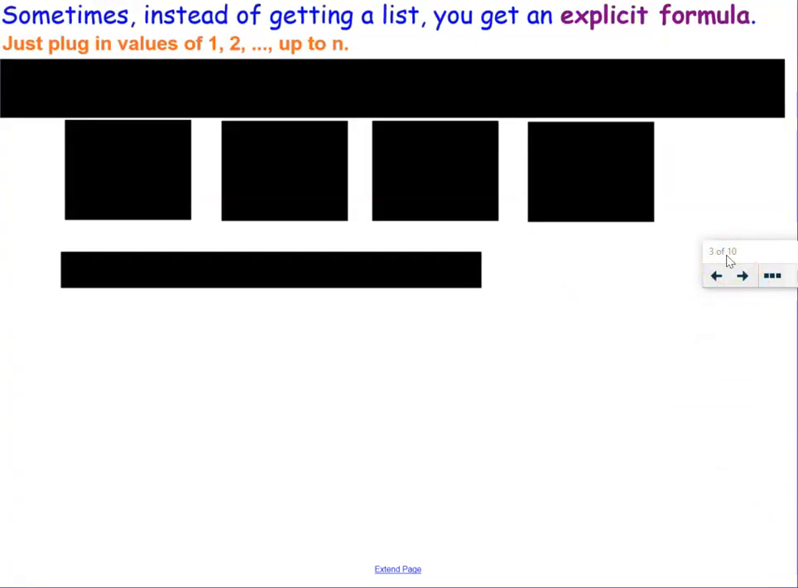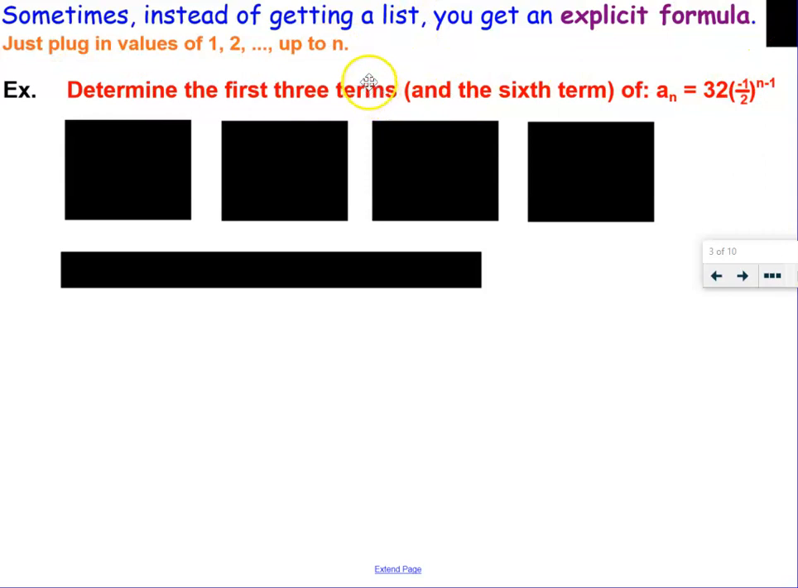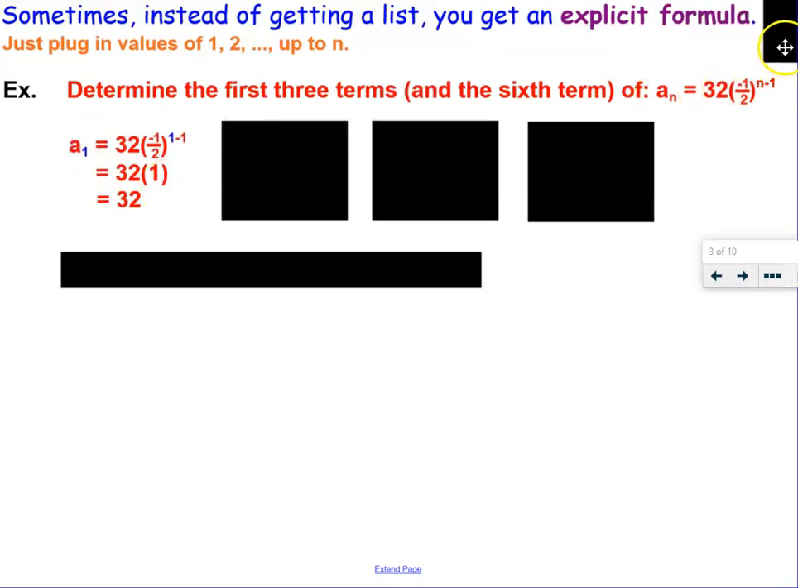All right, sometimes instead of getting a list, you get an explicit formula. Like before, you're just going to plug in those values, 1, 2, 3, all the way till n. So here's an example. Determine the first 3 terms and the 6th term of a sub n equals 32 times -1/2 to the n minus 1 power. This is like a times b to the x power. So I plug in 1 for n. This will be the 1 minus 1 power. It's 0. Anything to the 0 power is 1. So 32 times 1 is 32.